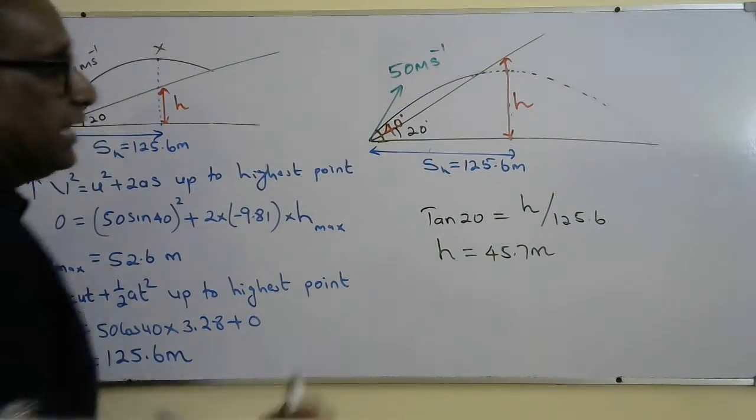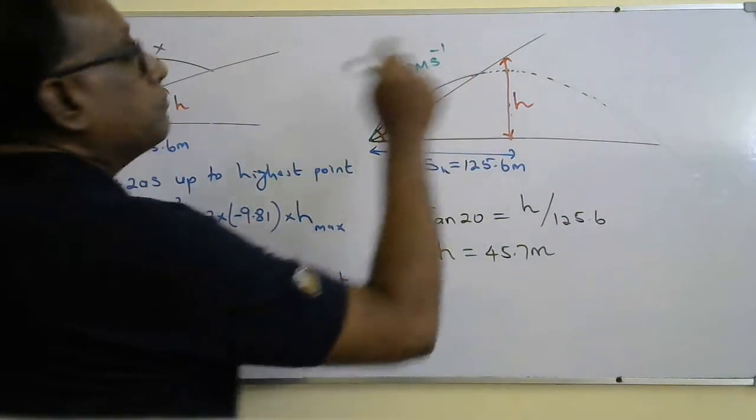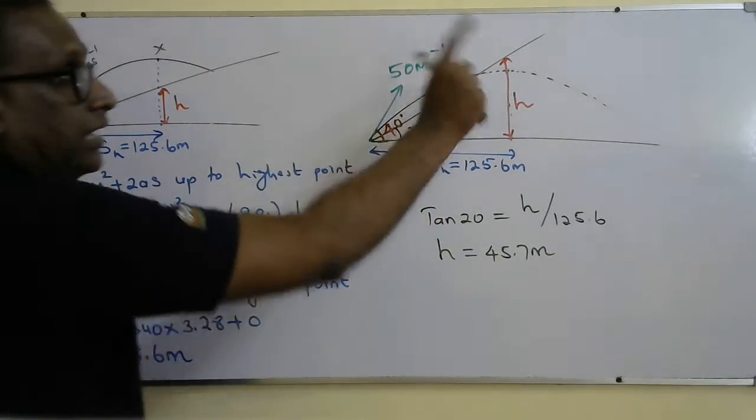In case this height is smaller than the maximum height, it would have happened here. Before reaching the highest point, it would have hit it.